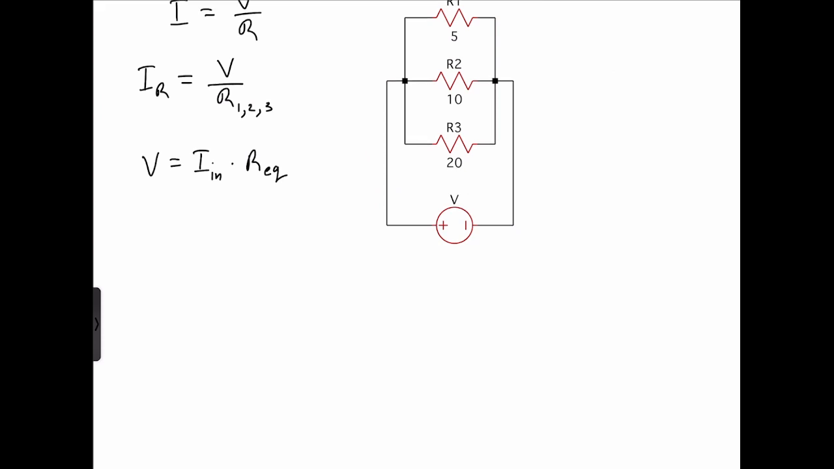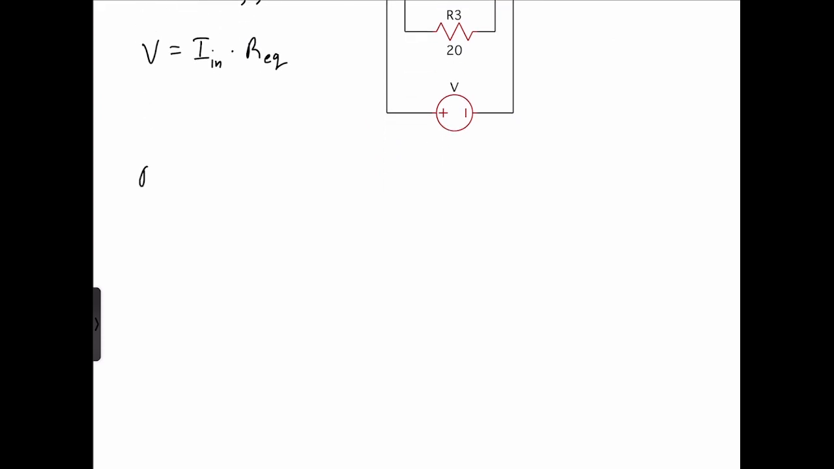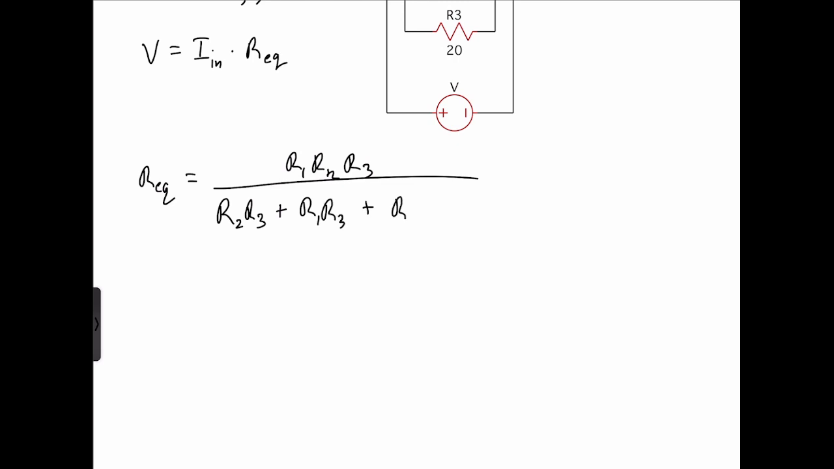Let's move this down here so we can have some more space. So R equivalent is equal to R1 times R2 times R3, all divided by: in the first case we omit R1 and write the product of R2 and R3. Then we omit R2, write the product of R1 and R3. We omit R3 and write the product of R1 and R2. So that is the formula for three resistors in parallel.